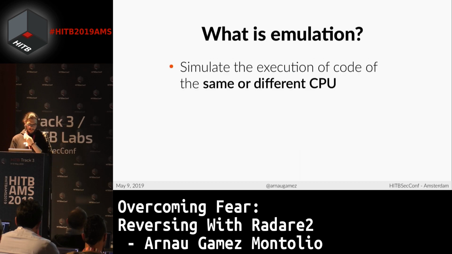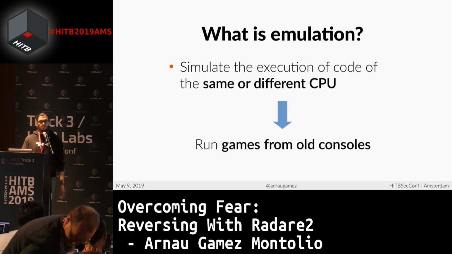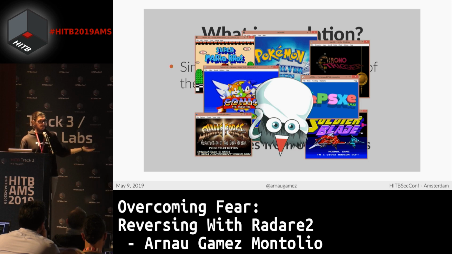And what is emulation? Basically, in case someone doesn't really know what emulation is about, it is just simulating the execution of code of the same CPU architecture or another CPU architecture. That's the point of emulation, that we can simulate executing code that does not belong to the architecture of our machine. That's basically what you do when you run games from old or not so old consoles. All that kind of stuff is basically full emulation. You're simulating the execution of code that is not meant to be run on your architecture.